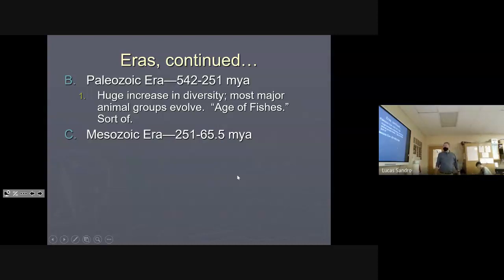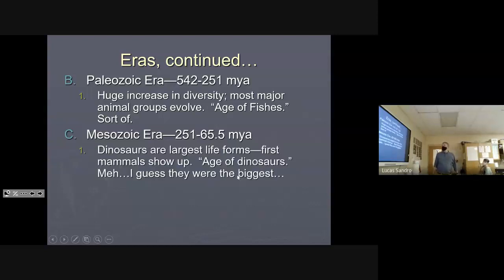They kind of show up toward the beginning of it, and they end in a spectacular ball of fire toward the end of it. And so it's sometimes called the age of dinosaurs. Again, not a very good name for it. Tail end of the Mesozoic, we see the first mammals, little small furry rodent-like mammals are the first to show up.